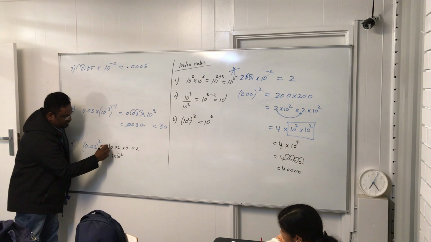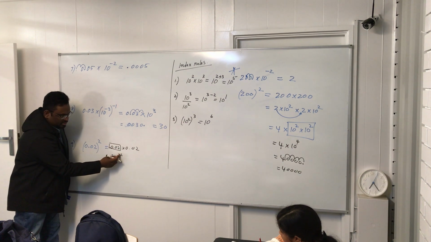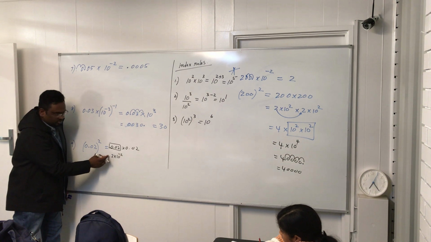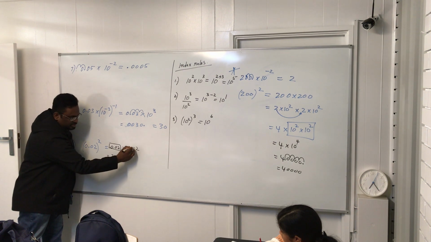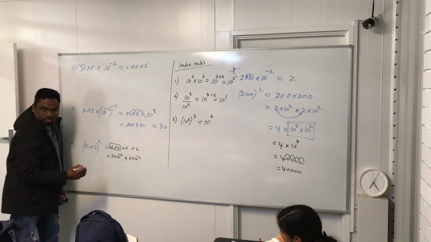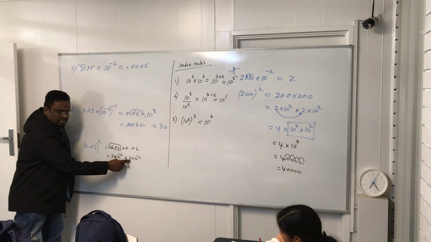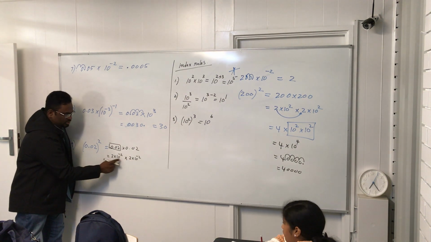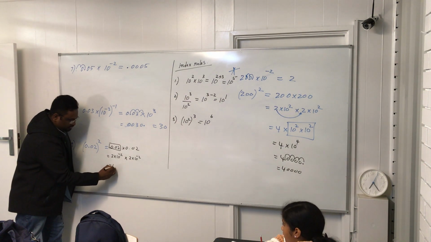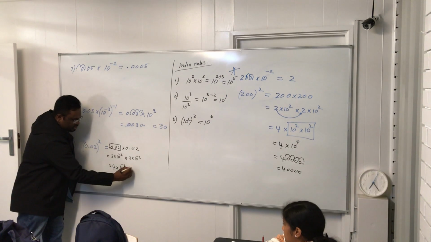This guy is this. Why? Because see, this one you are going to move 2 places left. You get that, right? So this one again is 2 times 10 to the power minus 2. Beautiful, right? Then 2 times 2 is 4. Then you write these together: 10 to the minus 2 times 10 to the minus 2.